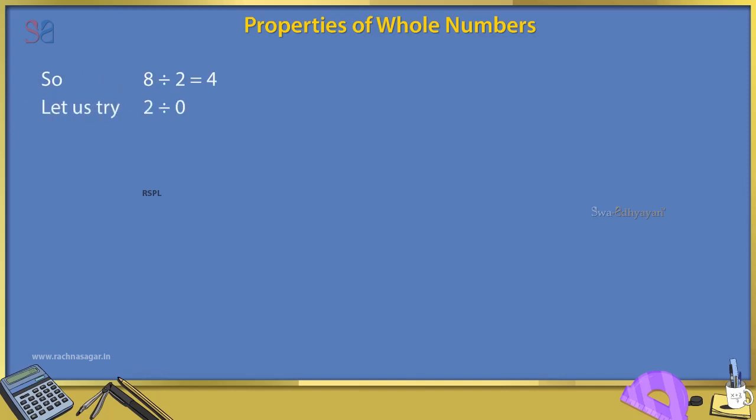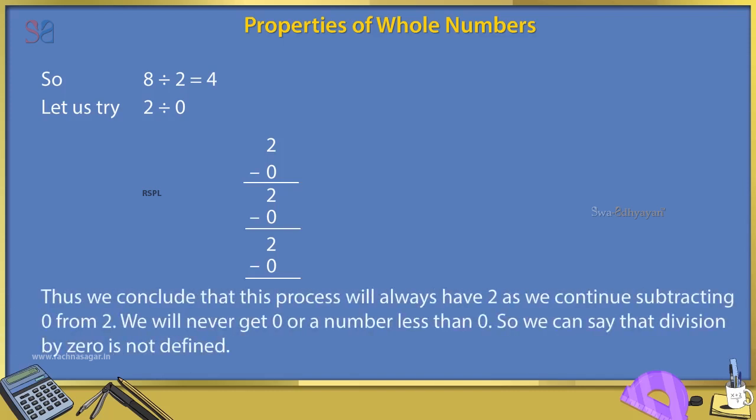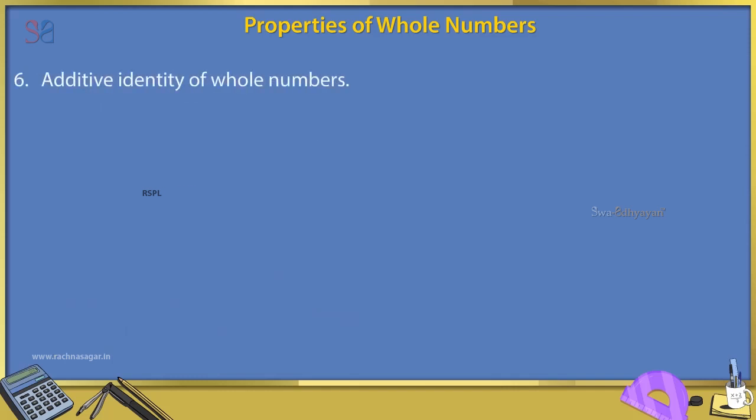Let us try 2 divided by 0. 2 minus 0, 2, minus 0, 2, minus 0. Thus, we conclude that this process will always have 2 as we continue subtracting 0 from 2. We will never get 0 or a number less than 0, so we can say that division by 0 is not defined. 6. Additive identity of whole numbers.